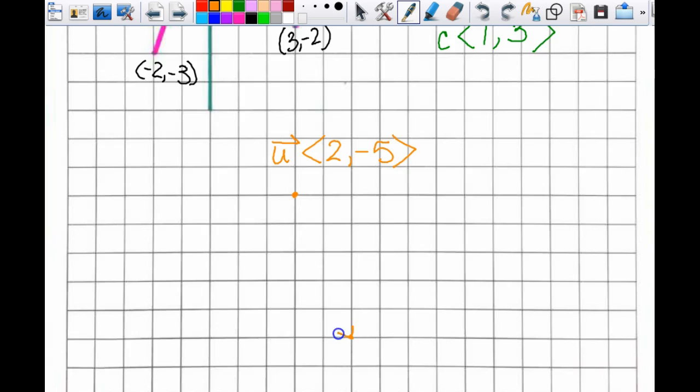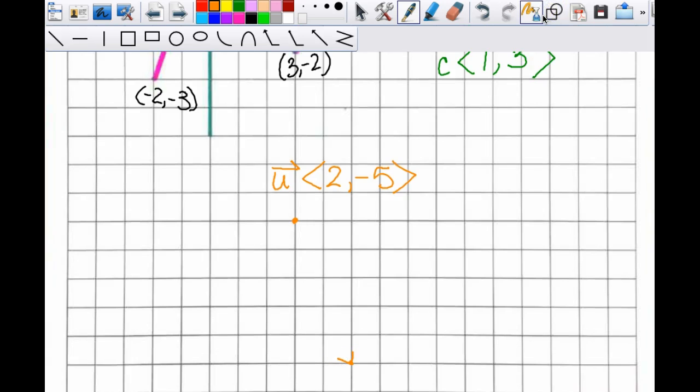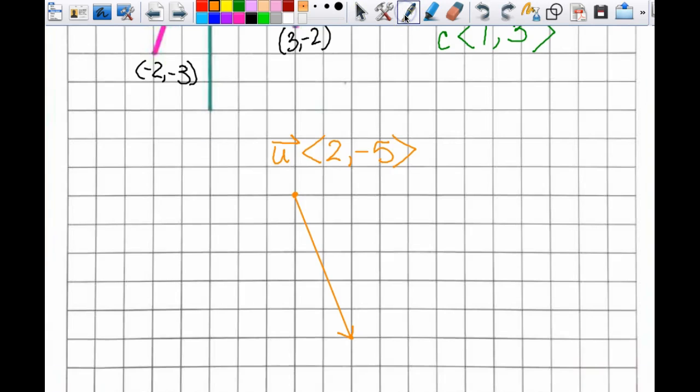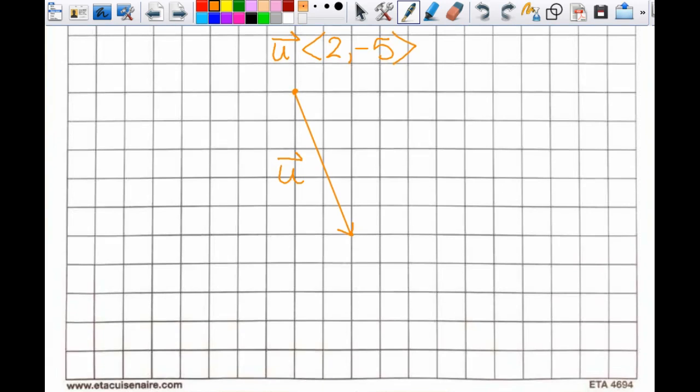The pen is wonky. And then I'm going to cheat and use my straight edge here. Because y'all get the straight edge, I get 1, 2. So there is u, which is at 2, -5. You plot it, or you draw it, kind of like plotting points. You're just not necessarily starting at the origin.